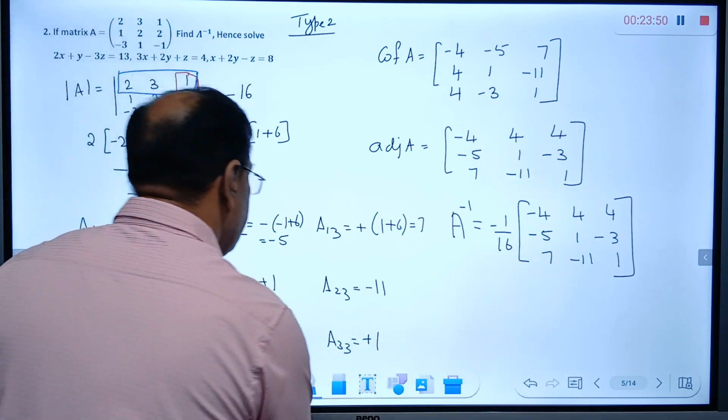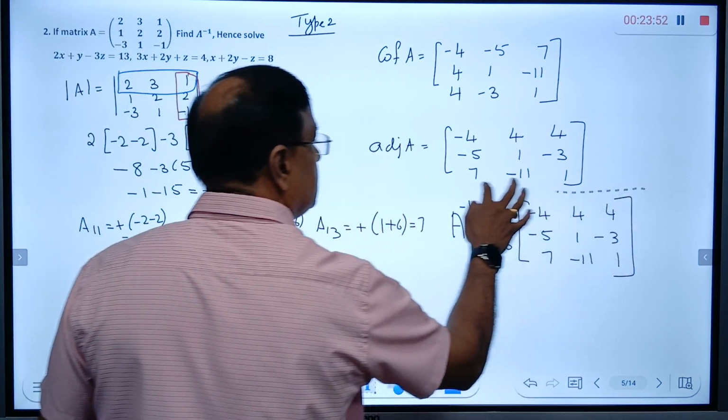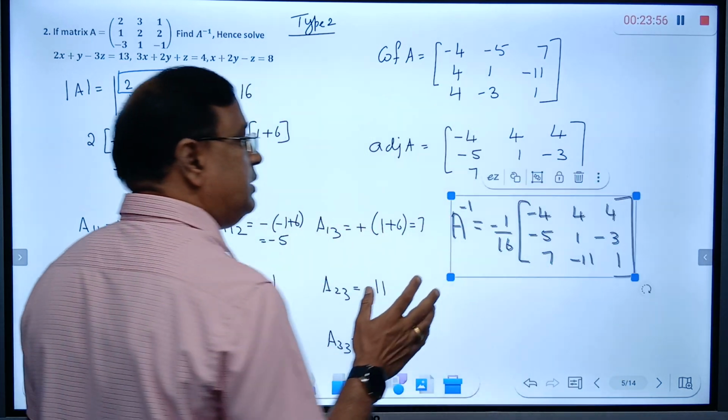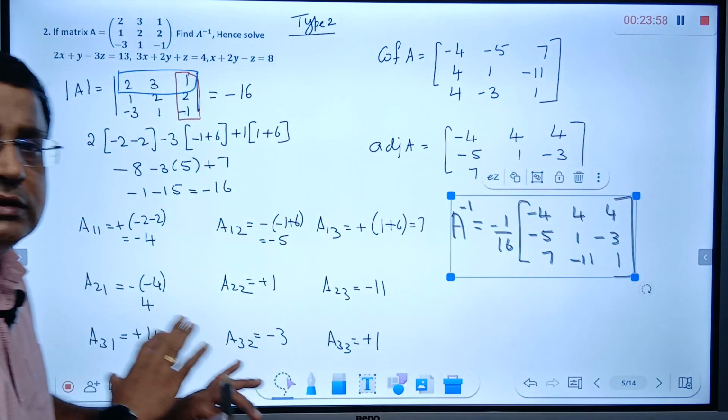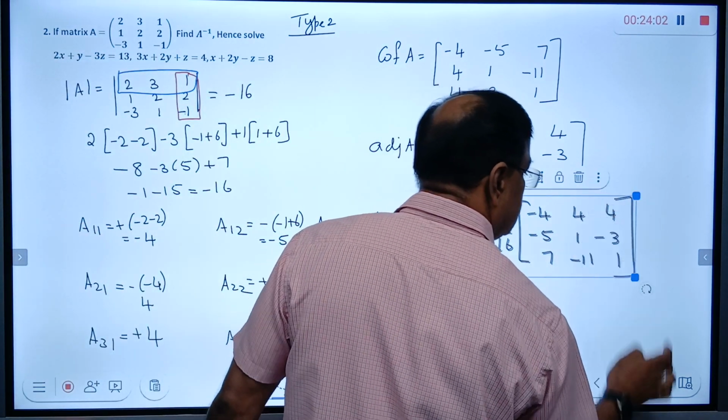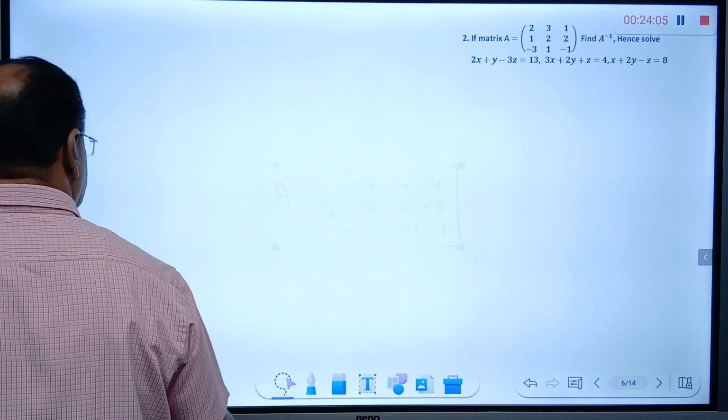Yeah, perfect. Now I am going to solve the equation. Till here, it is exactly like the previous problem. Whatever we did in the previous problem is exactly the same thing: finding A inverse. Let me copy this. I'll paste it in the next page.